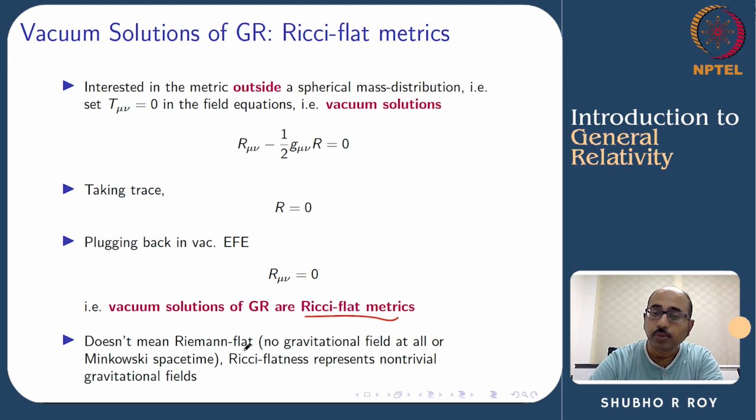If a spacetime is Riemann flat, that is the Riemann curvature vanishes, that means there is no gravitational field, no tidal forces, so no gravitational field at all, and Riemann flat just means Minkowski spacetime. Okay, so when we say flat spacetime, we mean Riemann flat spacetime, which is the same as Minkowski spacetime. However, vacuum solutions are not necessarily Riemann flat. In fact, they are Ricci flat, and this Ricci flat represents a non-trivial gravitational field. Gravitational fields are there.